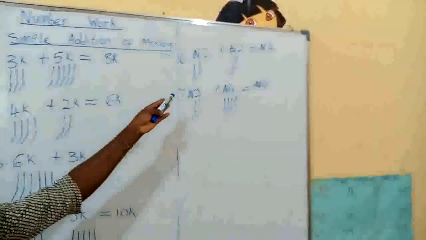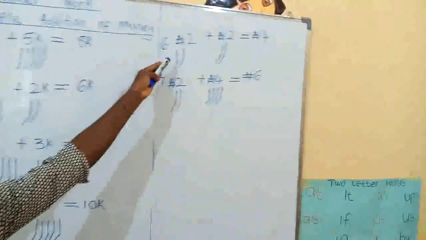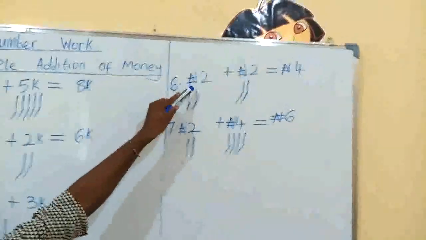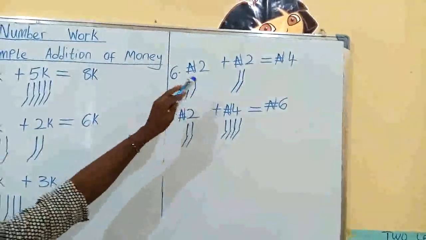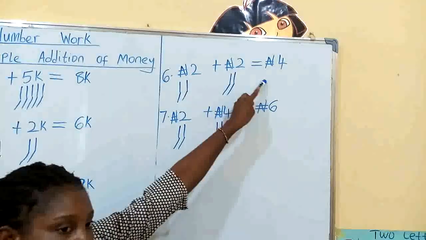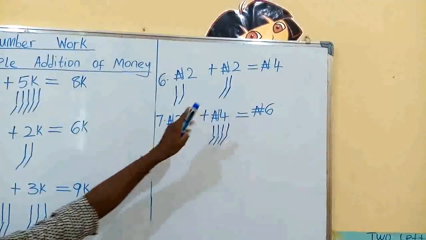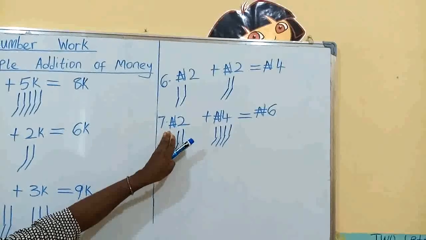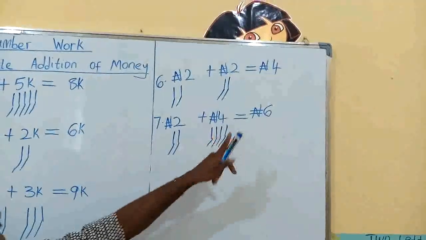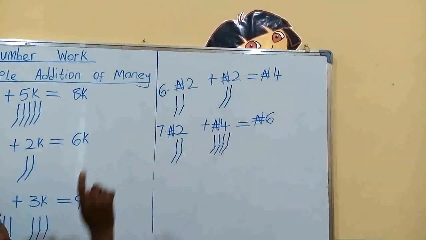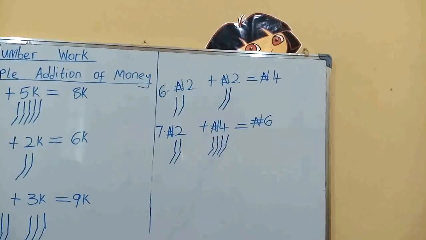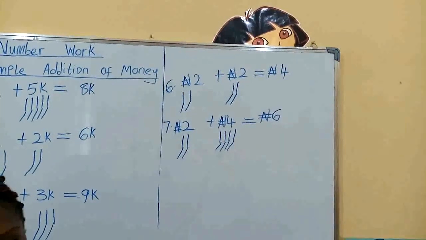Okay. The same thing goes for number 6. We count 2, count another 2, add them together, and our answer was what? 4. Then, this is number 7. What did we do to this number to have 6? We simply count 2. After counting 2, did we look for what else to count?